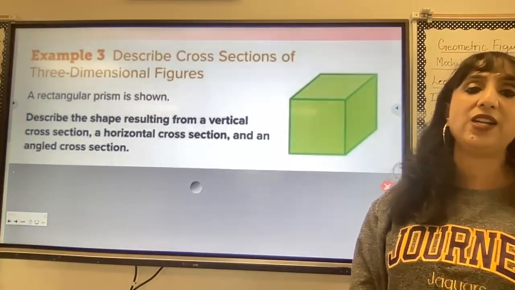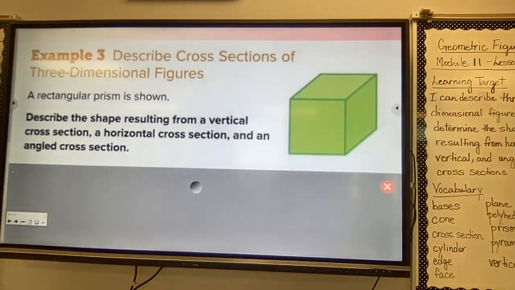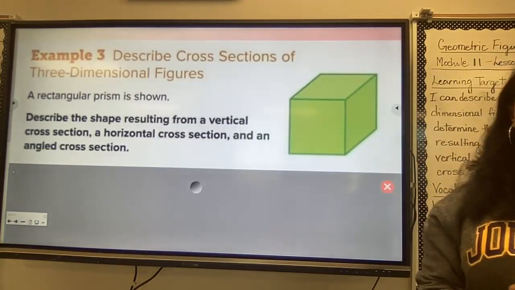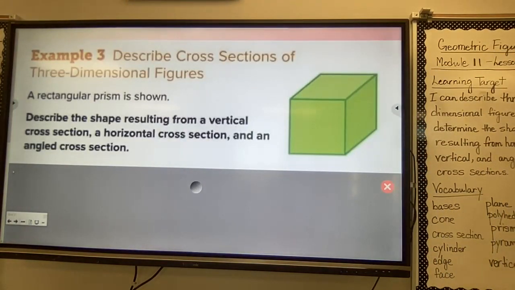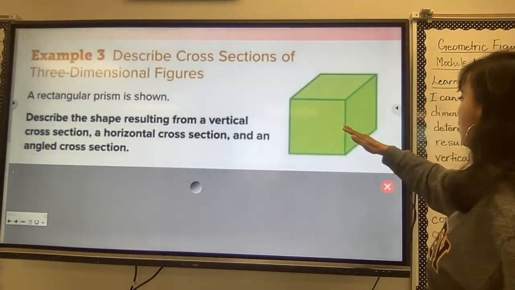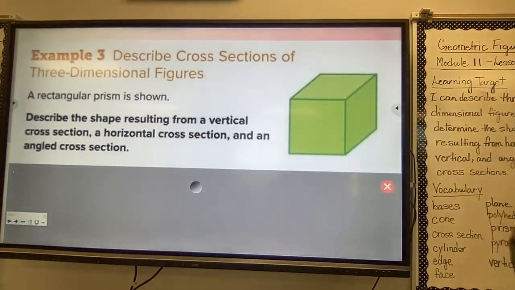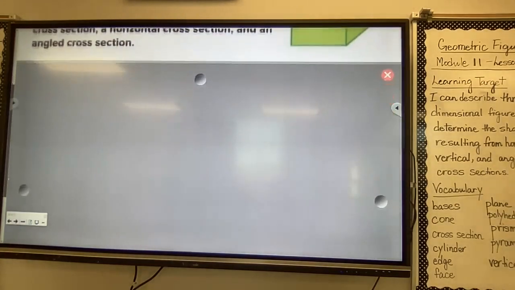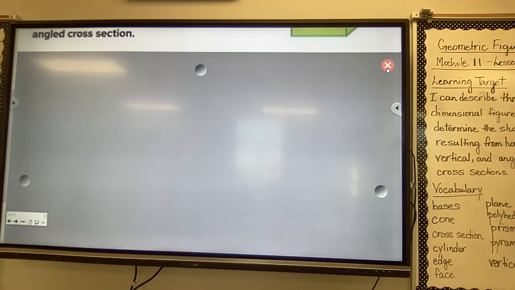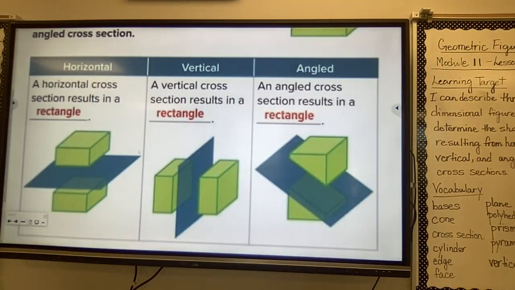If I do the vertical cross section, I still get a rectangle. And if I do an angled cross section, I will also end up with a rectangle. Let me show you what I mean. Look, this is the horizontal cross section. It results in a rectangle, and this way also. Look, what do I have here? It is a rectangle.